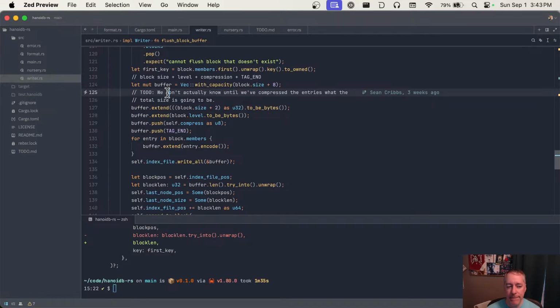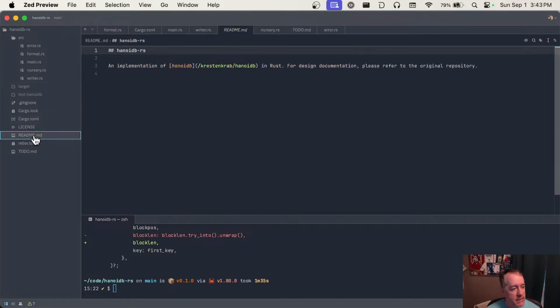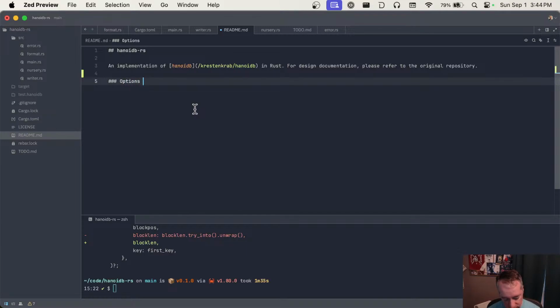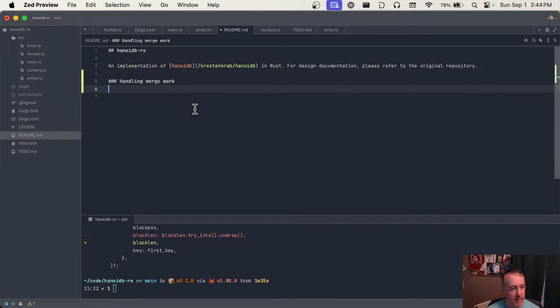All right. Well, let's maybe sketch out some things here that we could do. So I'm just going to write them up in the README. So options for handling merge work, because that's where the crux of this is, and there's some problems here that we need to solve.